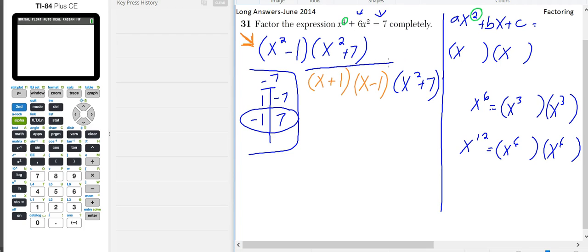And this will be our answer because there's no more GCF. We already did reverse FOIL. We already did difference of two perfect squares, and this is our answer.